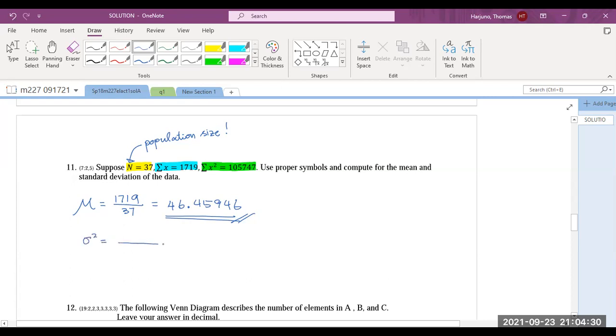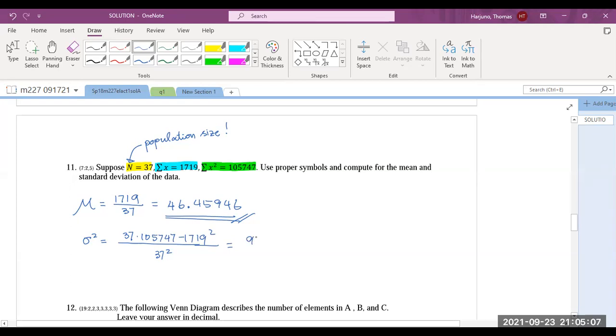Now, population variance will be the population size, the first number, times the third number, minus the second number squared. But don't just memorize the first, second number. Make sure you pay attention to the notation. This is the n, that's the first number, the sum of the data, the sum of the squares of the data, over 37 squared. 37 times 105747 minus 1719 squared.